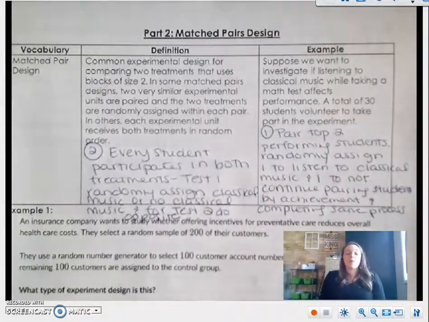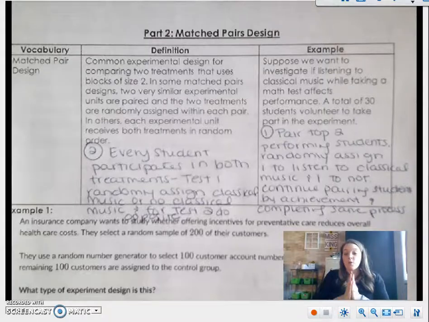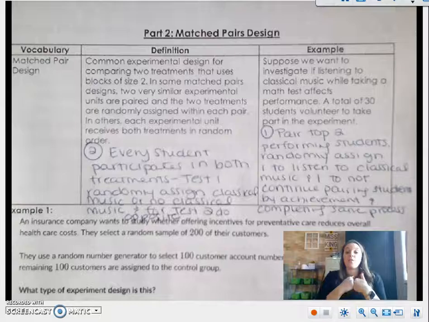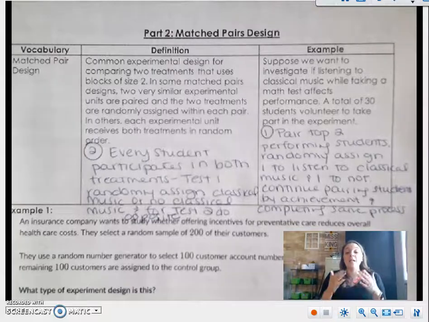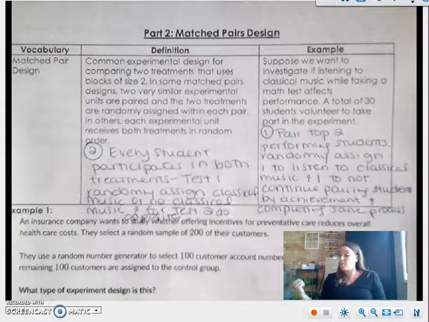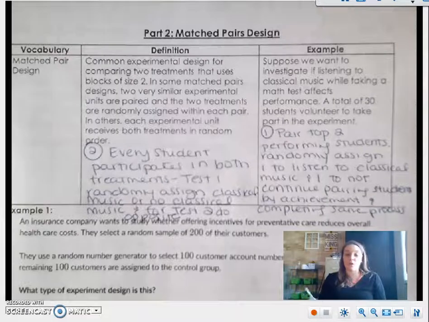So the second matched pair design is you are yourself, your own pair. So you don't need a partner, you're just by yourself. And for the first test, you would do one of the treatments, and then for the second test, you would do the other. And make sure you remember it's still a random assignment. So I would come into class and I would flip a coin. If I get heads, I'm listening to classical music that day. If I get tails, I'm not. The person sitting next to me is also going to flip a coin because they're going to be randomly assigned to a treatment as well.